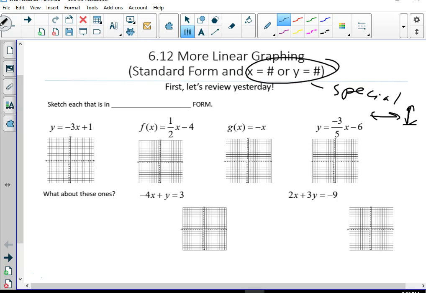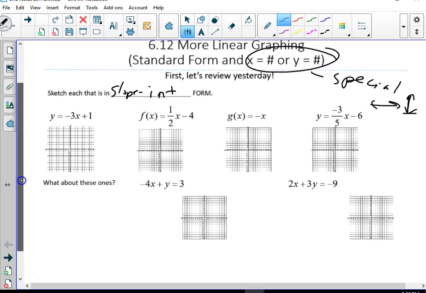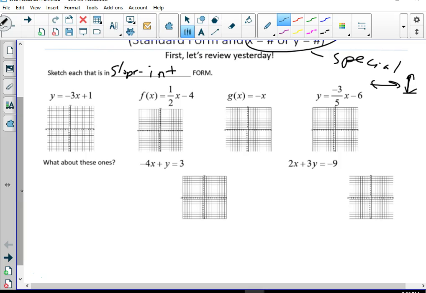These right here are what we just did. These are in slope-intercept form. So real quickly, again, don't worry about being too specific. 3x plus 1. Let's try this again. Okay, so plus 1, let's say you got it right here. And then negative 3 means down 3, right 1, up 3, left 1. Something like that. Very easy.